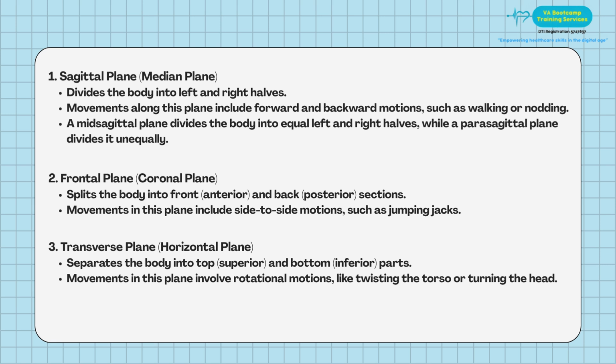2. Frontal plane or coronal plane splits the body into front, anterior, and back, posterior, sections. Movements in this plane include side-to-side motions, such as jumping jacks. 3. Transverse plane or horizontal plane separates the body into top, superior, and bottom, inferior, parts. Movements in this plane involve rotational motions, like twisting the torso or turning the head.